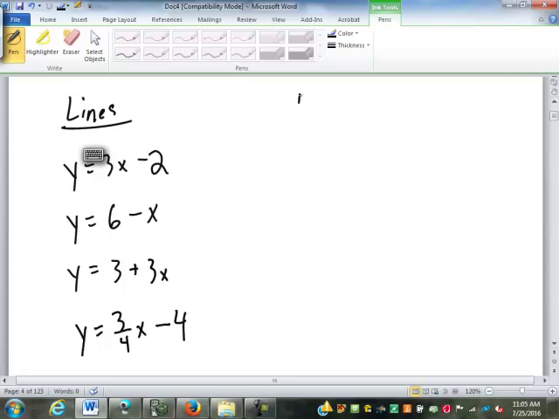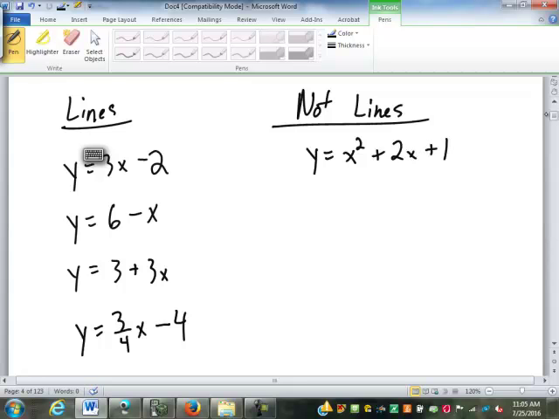Those made lines. Ones that did not make lines. Number 3 was y equals x squared plus 2x plus 1. Is that correct? Number 4 is y equals the square root of x plus 6. Number 6, y equals 2 to the power of x. 7, y equals x to the 3rd minus 1.